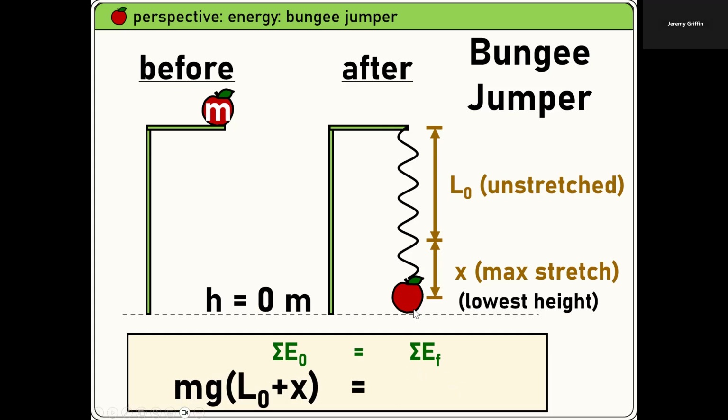At the second snapshot right here, where did all the energy go? Into the bungee cord, which we're treating as an ideal spring. 1/2 kx squared. You summed up the energies. Now, if you had some number of variables, could you solve for whatever?